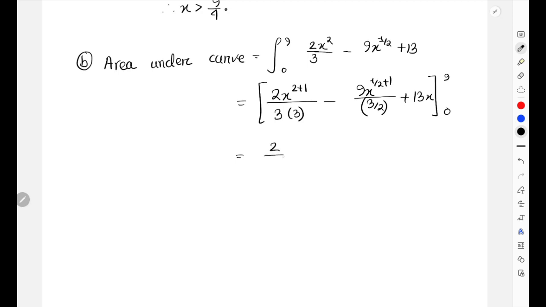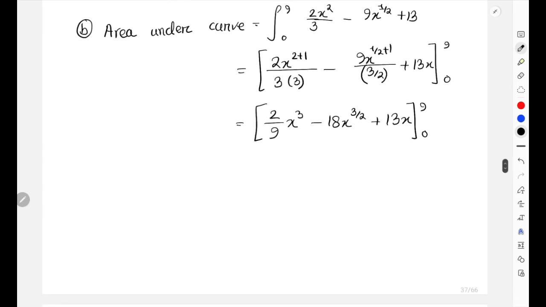You have 2 over 9 x to the power of 3, then you have 9 divided by 3 by 2, right? This is going to be 18. 18x to the power of 3 by 2, and then again 13x within the boundary of 9 and 0. And I already know that if I input 0 into the equation, everything will be 0, right? So I'll just input 9 and find out the total area for this part.